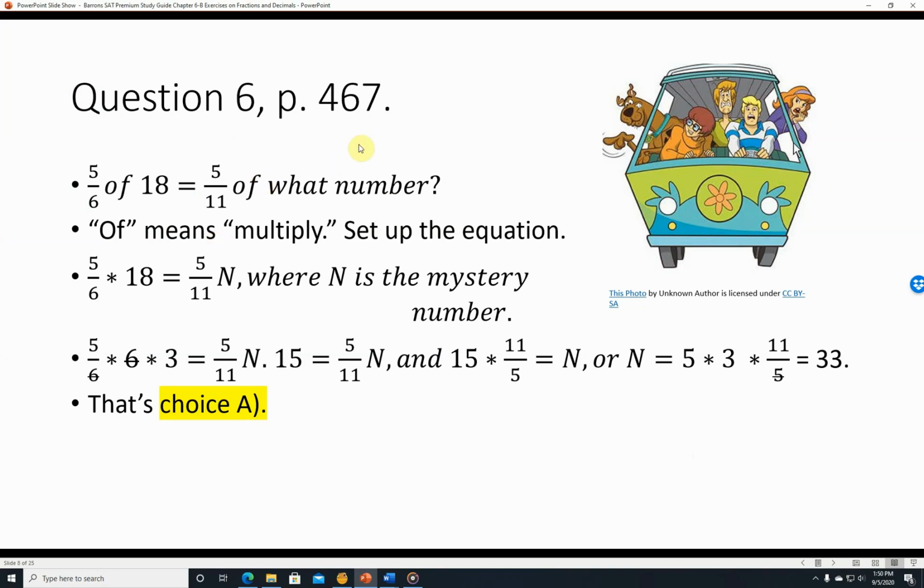Question 6, page 467. 5/6 of 18 equals 5/11 of what number?